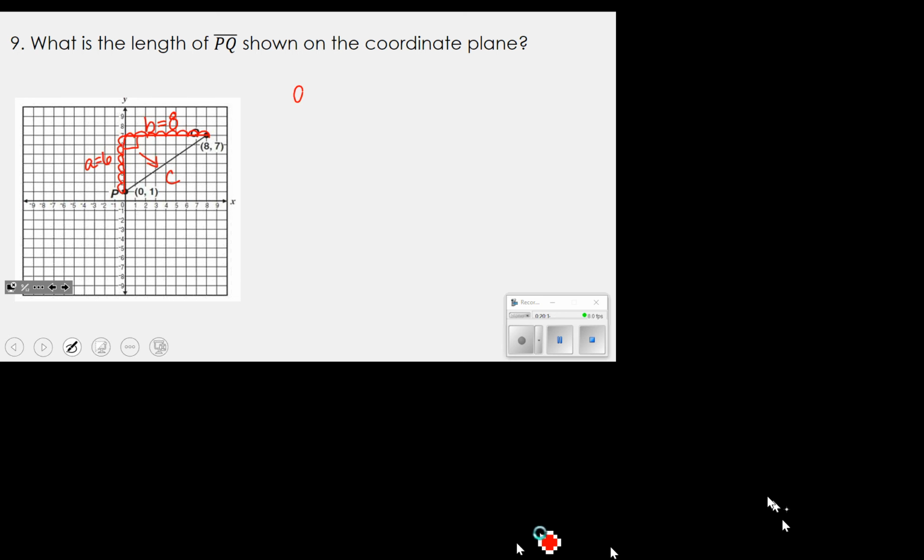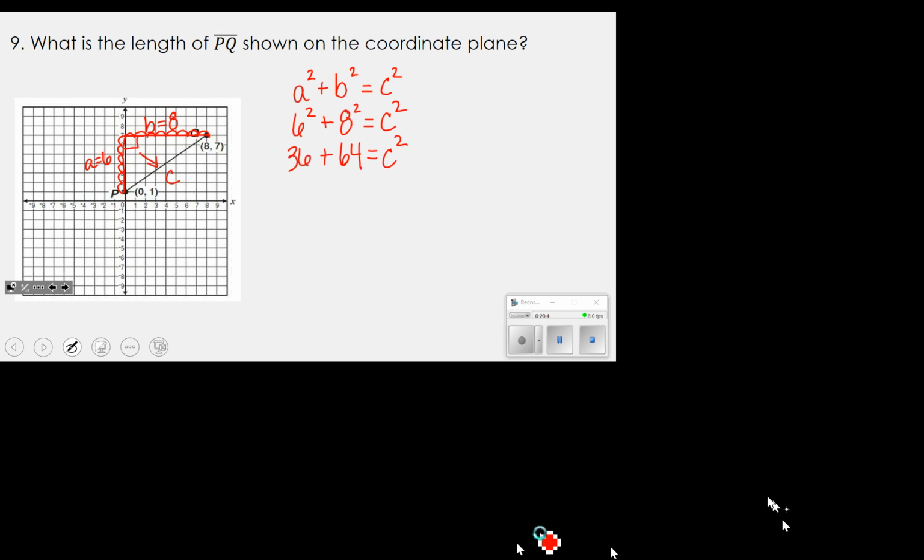So we have A squared plus B squared equals C squared. A is 6. Bring down the squared, plus 8 squared equals C squared. And to solve them, 6 squared is 6 times 6, so 36, plus 8 squared is 8 times 8, which is 64, and that equals C squared.